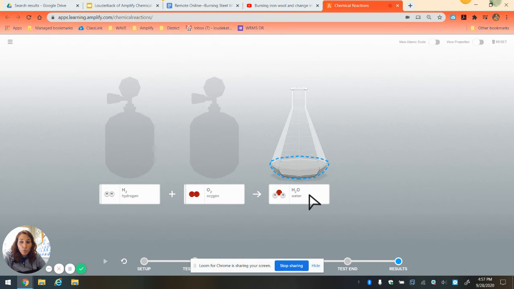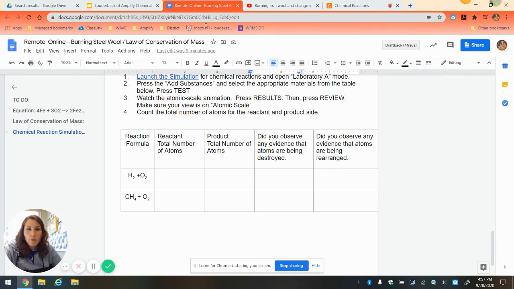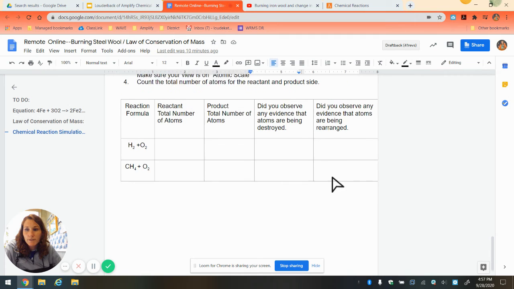But the important thing is to make sure I'm on the view atomic scale. And I'm going to count the atoms to make sure I have all of the atoms accounted for and present in the reaction. So this view atomic scale is very important. So make sure you're doing that at the end of each reaction in order to complete this assignment.